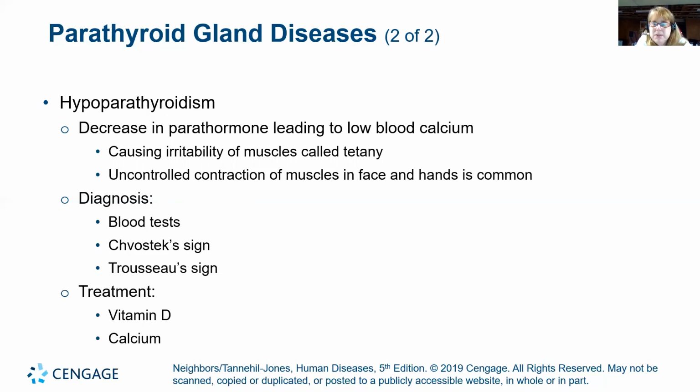Chvostek's sign is when they will, it's very interesting, stimulate the facial nerve and see if contractions occur. Trousseau's sign is when they put a blood pressure cuff on a person. And a lot of times if you have low blood calcium because of this problem, when they put a blood pressure cuff on and inflate it, it makes your hands just twitch crazy. So that's Trousseau's sign, okay.